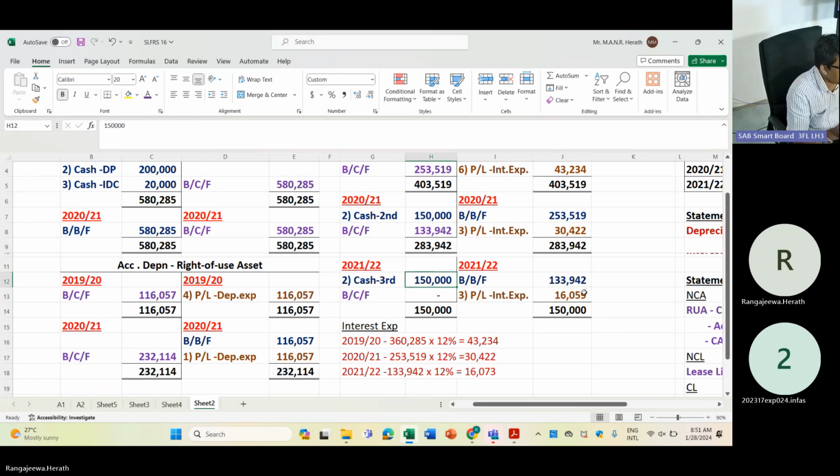You are paying 150,000. Liability was 133. Difference should be the interest.